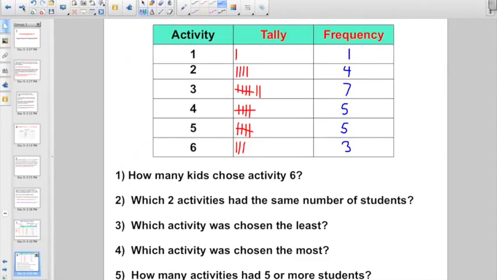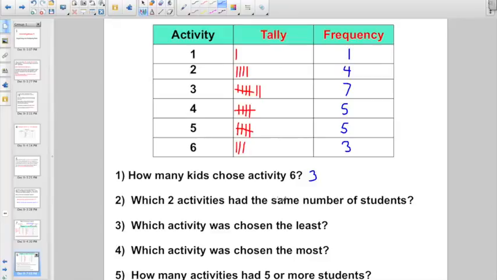So now that I have that all accounted for, it's a whole lot easier to answer questions about the data now that it's organized. So like, how many kids chose activity 6? Well, that's a piece of cake. 3 kids chose activity 6.